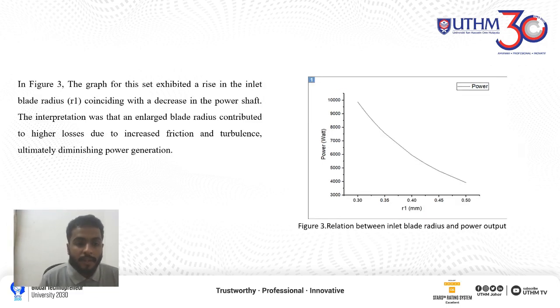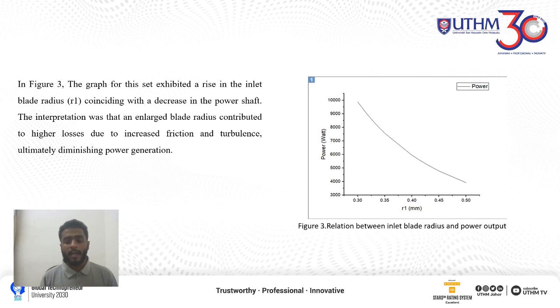As shown in figure 3, graph 3 shows that an increase in inlet blade radius decreases the power output of the power shaft. That means when we increase the blade radius, it leads to higher losses, increased friction and turbulence, ultimately diminishing power generation.